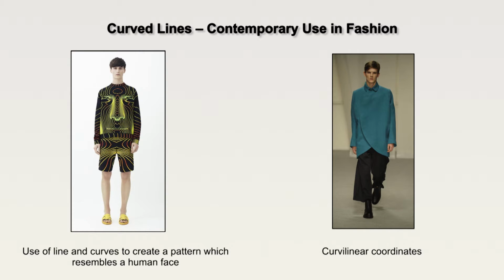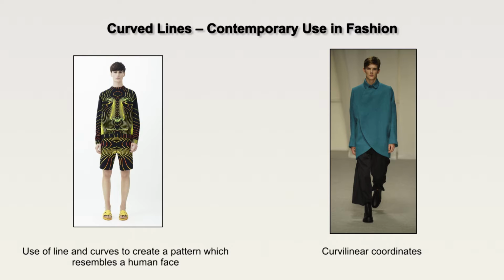It is interesting to note that in this image, the use of line and curves has been done to create a pattern which resembles a human face. On the right is an outfit by Keith Charles Bonar. Please see how the silhouette itself has a curved shaped hem and a curved shaped overlap at the front.